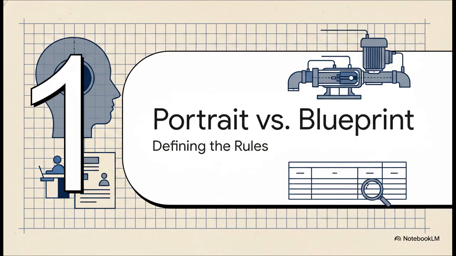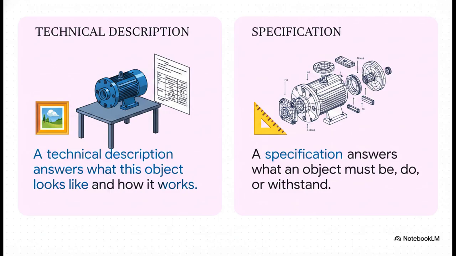Section 1, Portrait versus Blueprint. Let's establish the ground rules. There is a stark difference between two completely different ways of writing about physical objects. Think of a technical description like a portrait. It captures what an object is, what it looks like, and how it works right now. Crucially, descriptions are written about things that already exist in the real world.